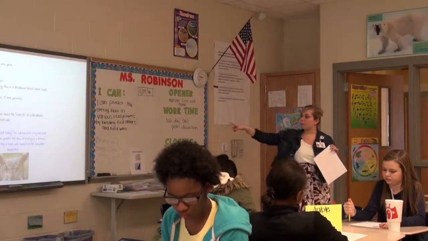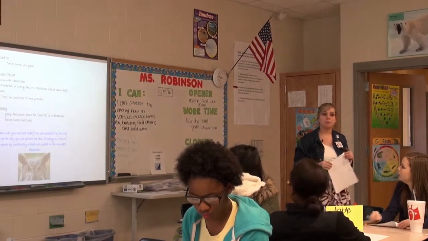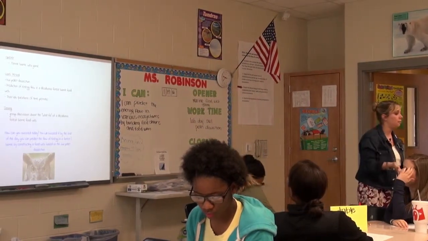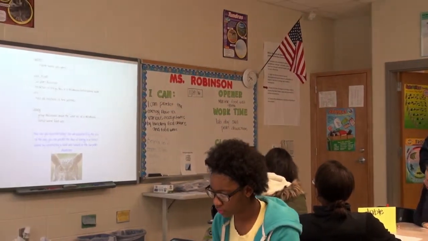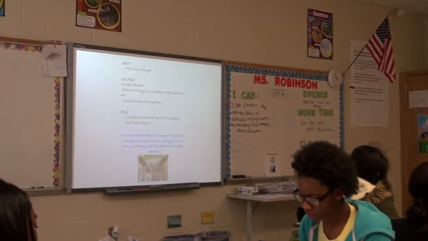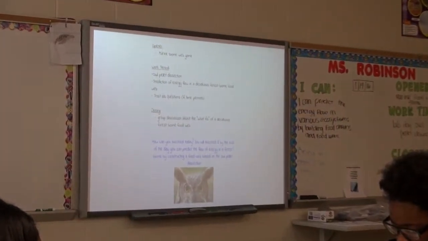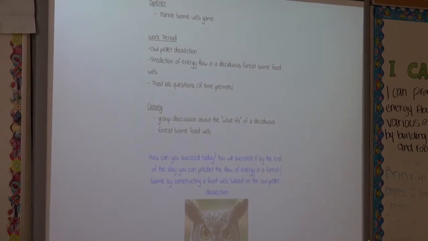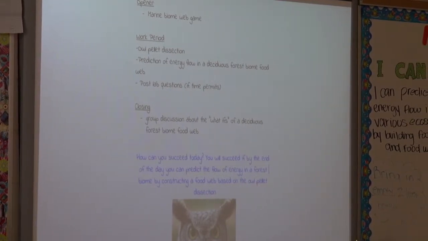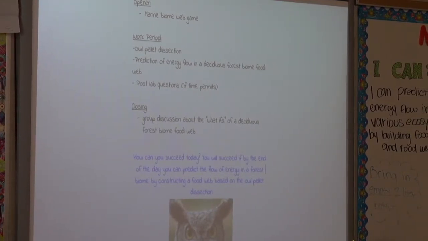You also see on the board that you'll be successful today if you are able to predict the flow of energy in a forest biome by constructing a food chain or a food web by using the prey that you find in your owl's pellet. So you'll be able to be successful if you can do that. So the first packet of information you have is going to say owl pellet study kit. So everybody, let's look at this one.